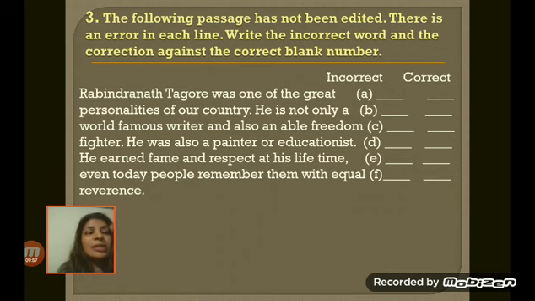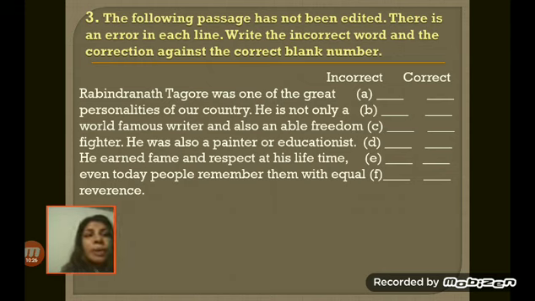He is not only a world famous writer, he is, वो अभी हैं वो भी नहीं हैं, है ना. तो he was आएगा. He was not only a world famous writer and also an able freedom fighter. Not only, but also आना चाहिए ना. नॉट ओनली के साथ क्या आता है? But also. तो and also is wrong. And की जगह यहाँ पे आएगा but. He was not only a world famous writer but also an able freedom fighter.